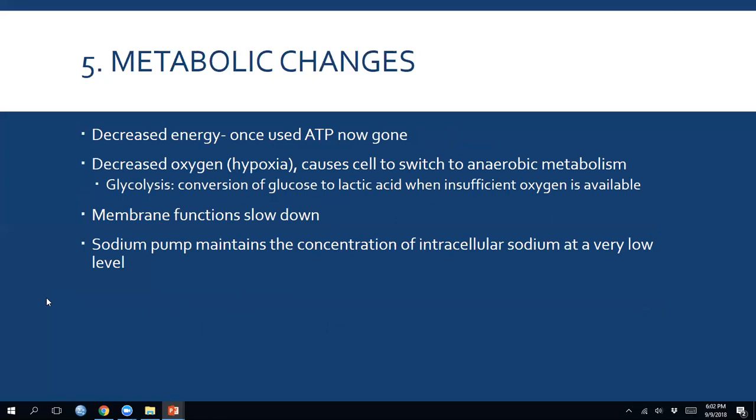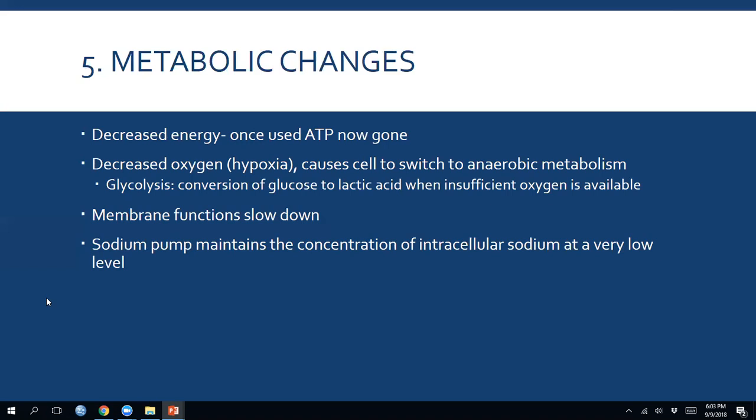We now have metabolic changes, and in this area, we know that there's going to be decreased energy. So the use for ATP is no longer being used to create that anymore because we know that there's something more important. There's going to be decreased oxygen, naturally, hypoxia into the area because the cells will switch from aerobic to anaerobic because that decreased energy occurred and they have to get energy somehow. And this is where glycolysis then happens. So glycolysis is the conversion of glucose to lactic acid when there's not enough oxygen.